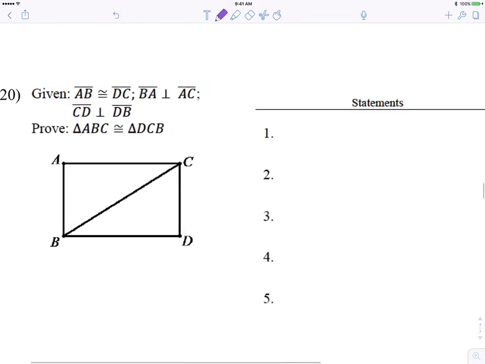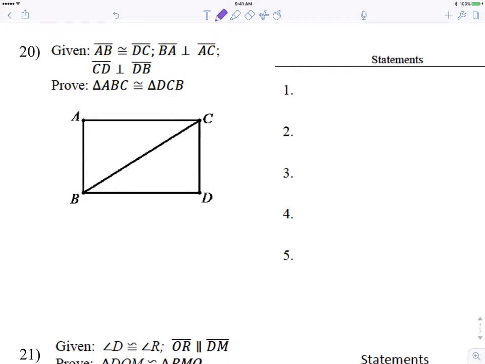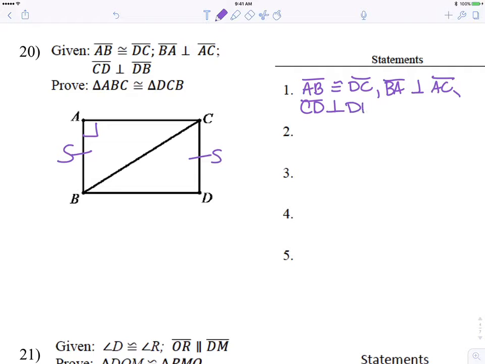Okay, next problem, number 20. So we start out knowing that AB is congruent to DC. So AB congruent to DC, there's a pair of congruent sides. Then we know that BA is perpendicular to AC. So that means at A here you're going to have a right angle. And finally we know that CD is perpendicular to DB. So at D we're going to have a right angle.